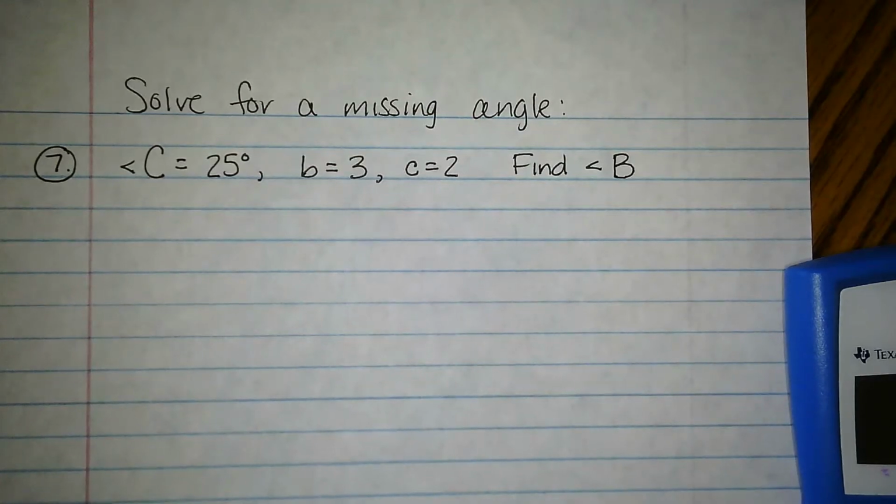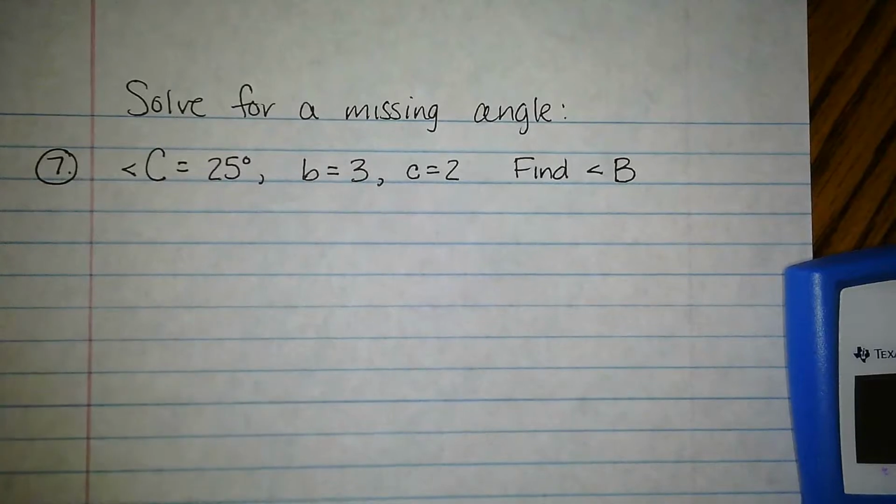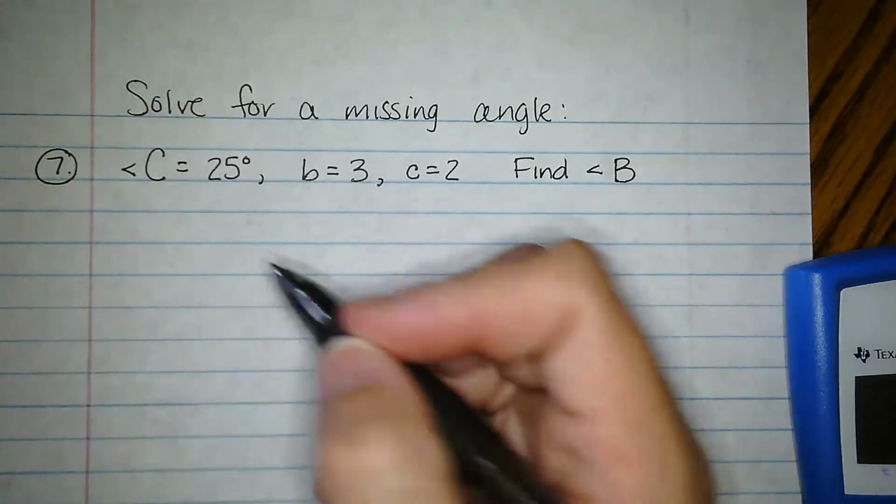Now, solving for a missing angle, you set up and solve the proportion the same way, except when you solve for an angle, we're going to put theta in for it, and then we're going to have to do inverse. So let me show you what I'm talking about. We're still going to do the law of sines.